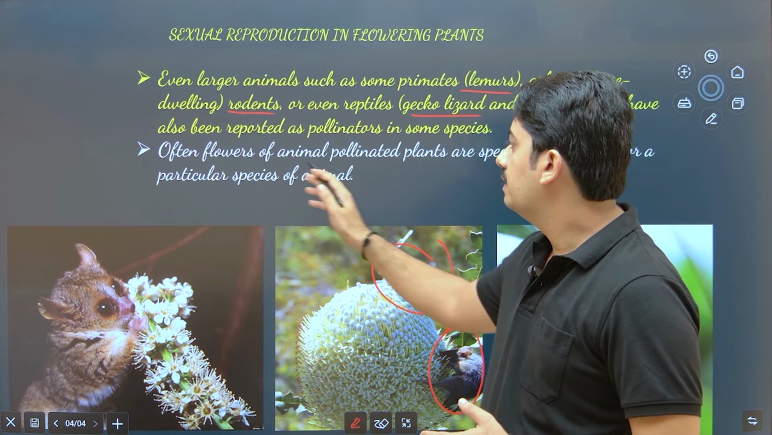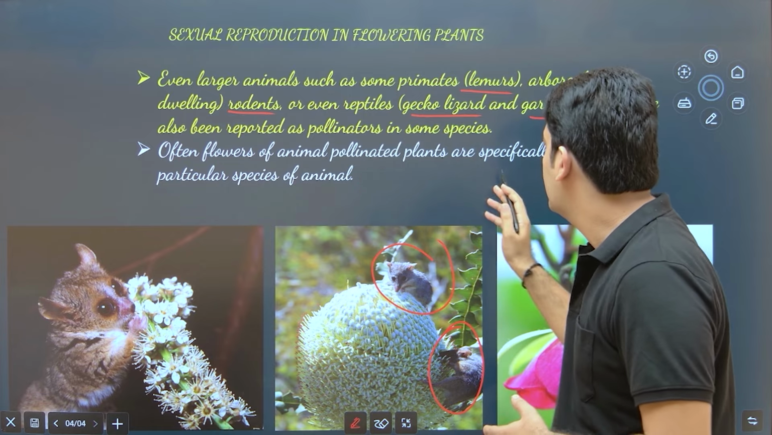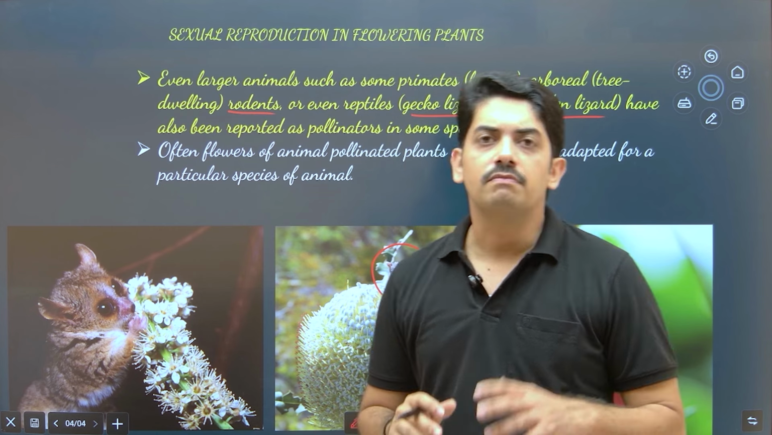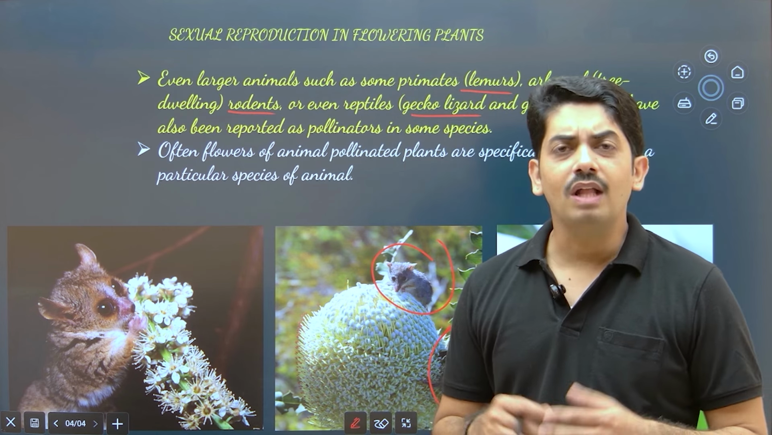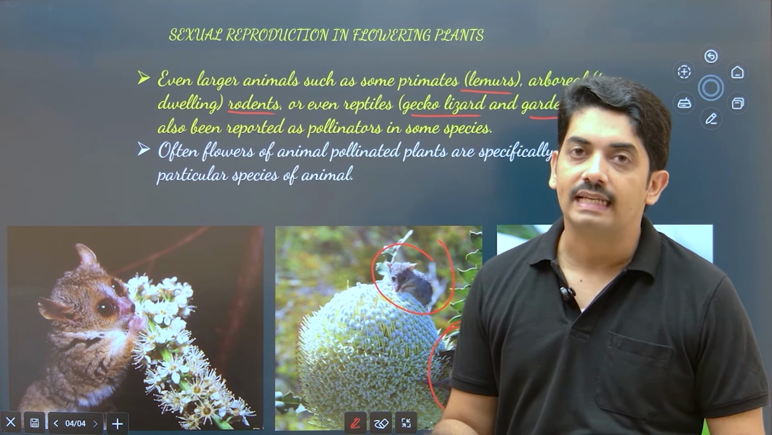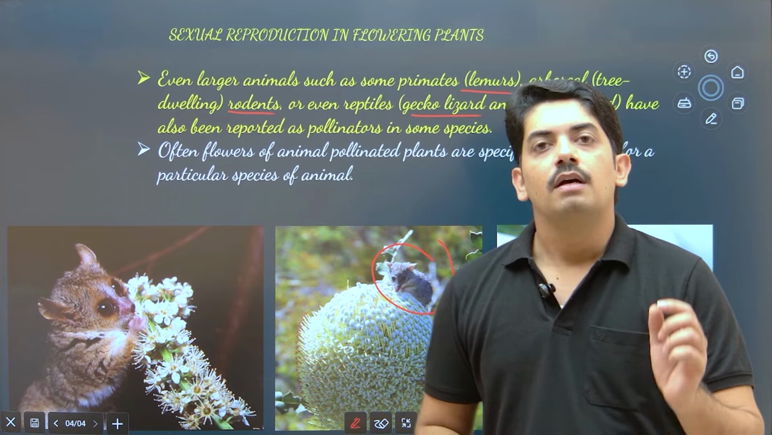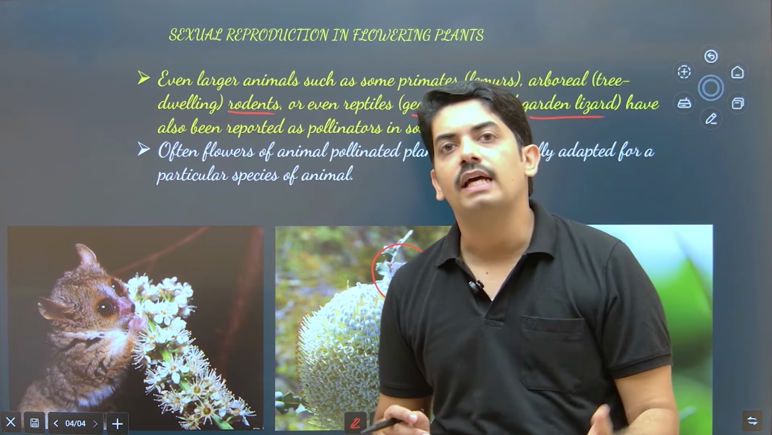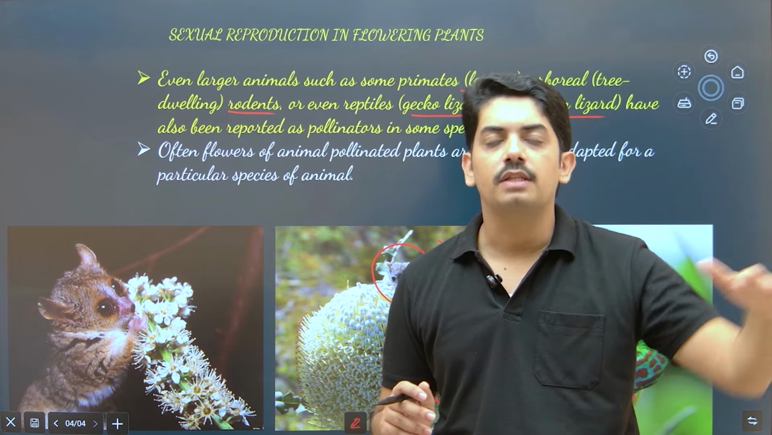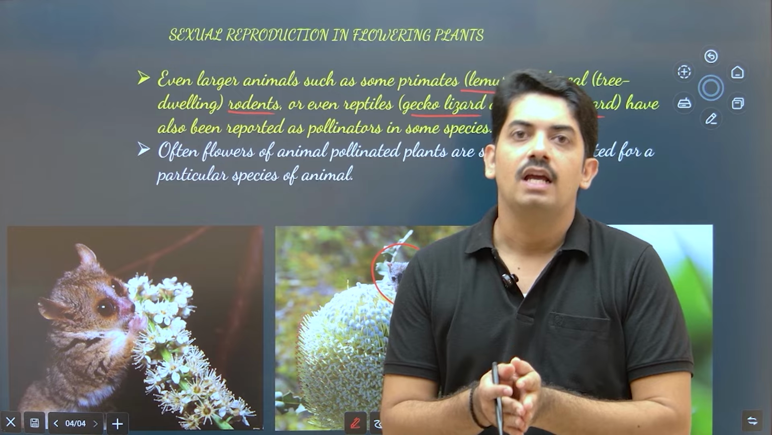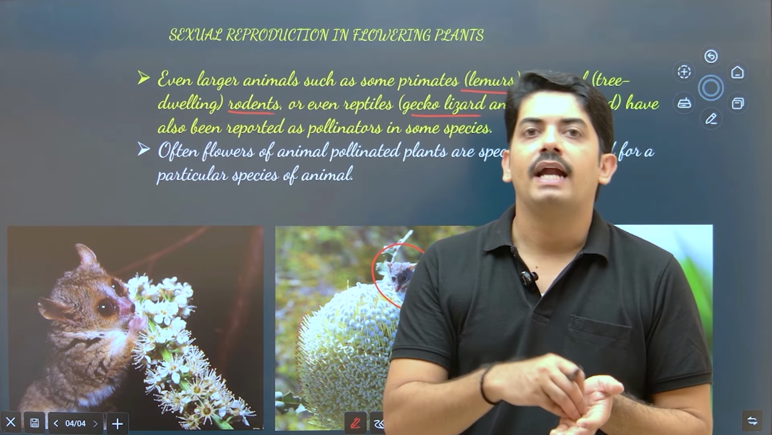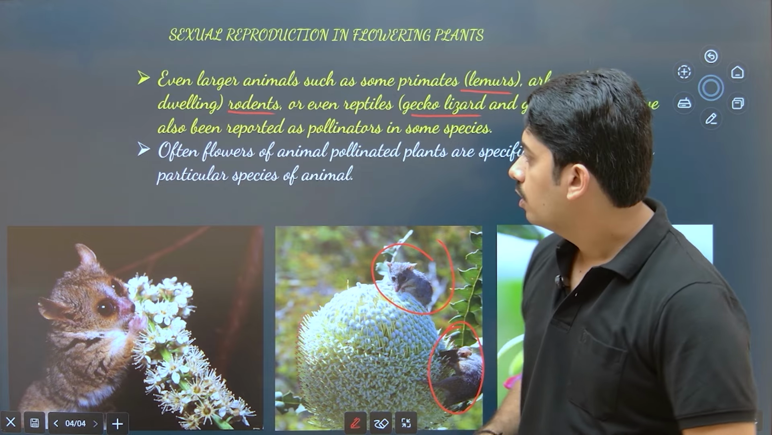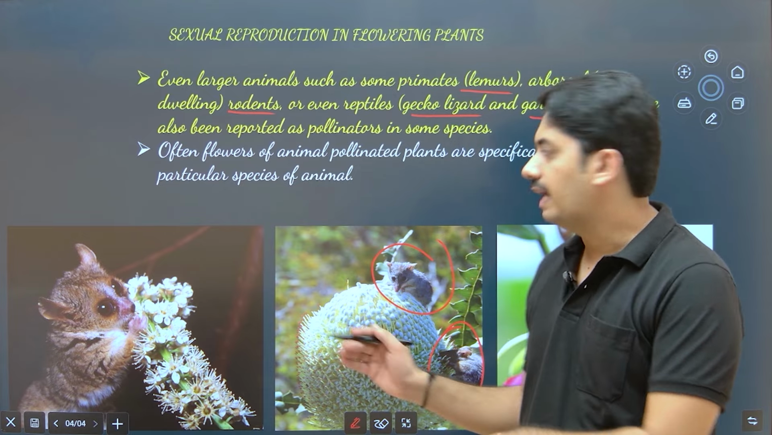Often the flowers of animal-pollinated plants are specifically adapted for particular species of animals. So it is all an evolutionary aspect. All the flowers are not visited by all the insects or all the animals. Here there is a specific interaction between a particular plant and a particular animal. Over the course of evolution, these two organisms coexisted. One will give the reward and the other will help in pollination. So this is how we observe coexistence of animals and plants.